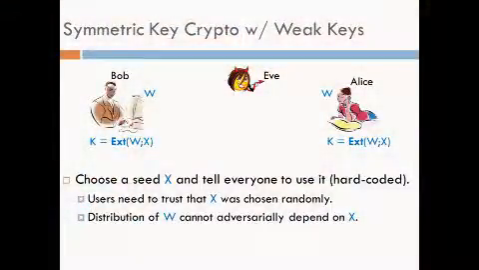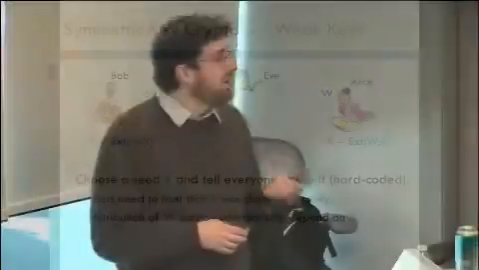There are two problems with this solution. The first problem is that the users would need to trust that the seed X was actually chosen honestly by Microsoft, right? So you have to trust that Microsoft chose it uniformly at random. Some people might not like to do that. They want just a single scheme that we all know works, not some randomly chosen scheme.